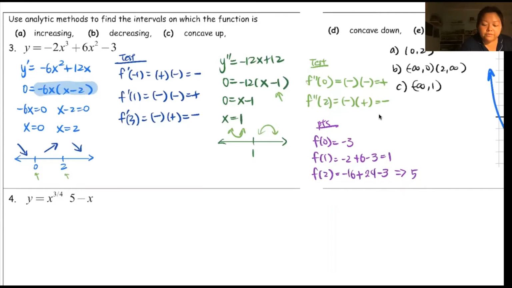Where are my local extreme values? Here we're looking for my maximums and minimums. There was a minimum right here, which was a 0. So 0, -3 is the minimum. Be careful when you're writing this out.